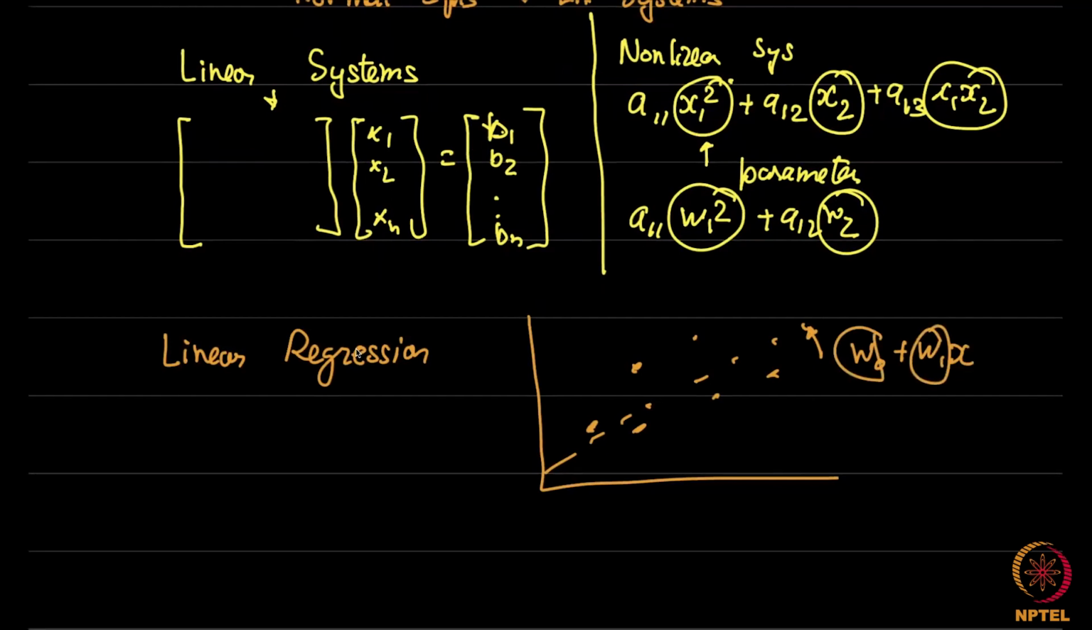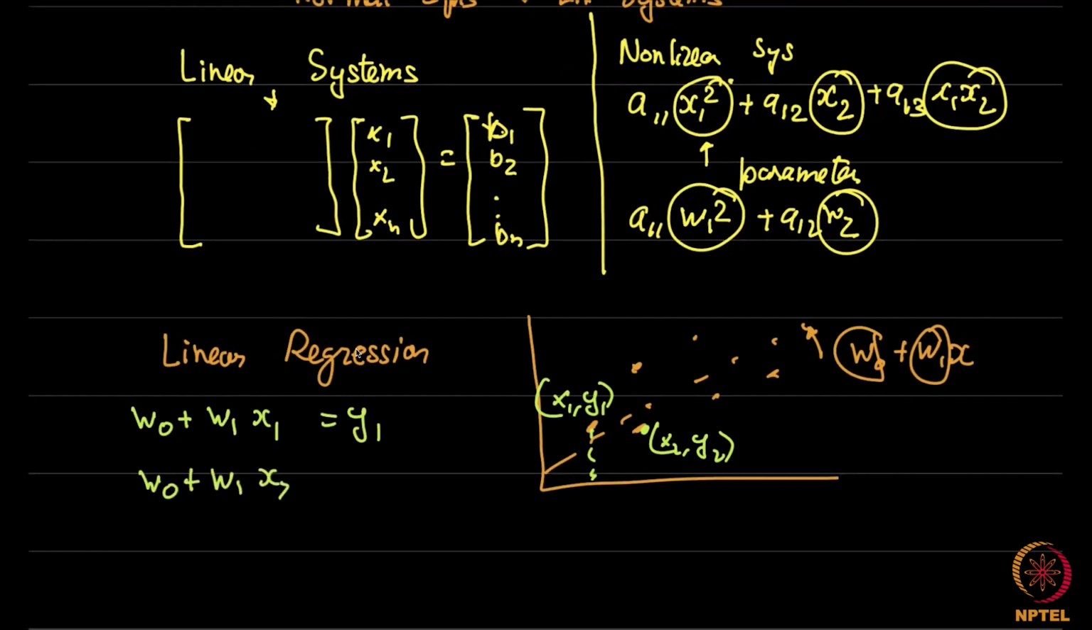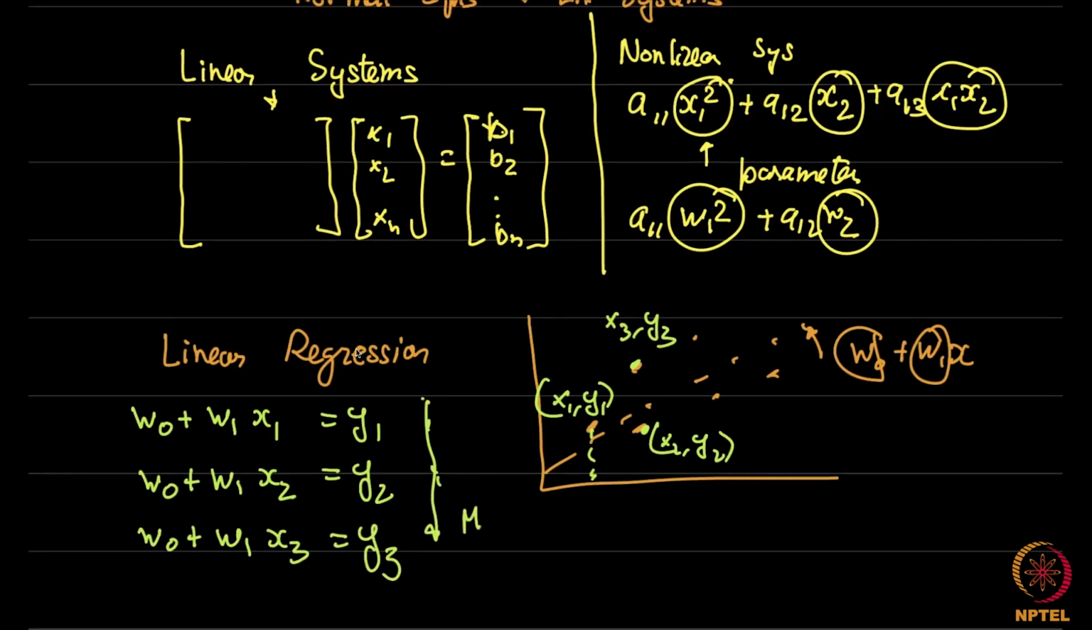One way to say it is, if this point is the point x1, y1, and this is the point x2, y2, we are trying to solve two incompatible equations. For example, I am trying to say that W0 plus W1 x1 should be y1. At the same time, W0 plus W1 x2 should be y2. You could solve these two, but I have a third point, x3, y3, and I'm trying to solve W0 plus W1 x3 equal to y3. These seem like mutually incompatible conditions.